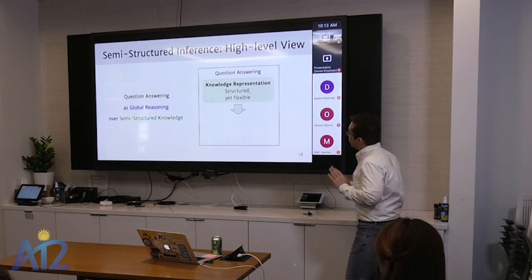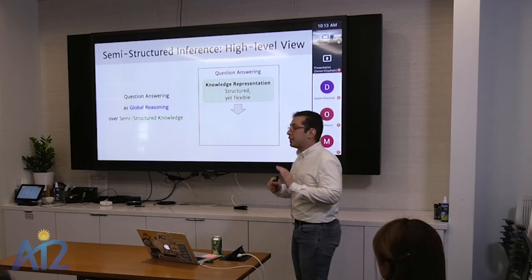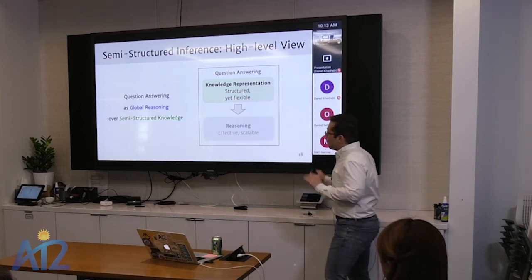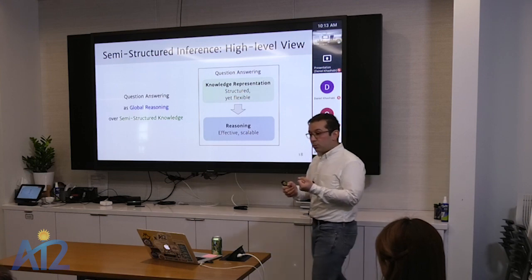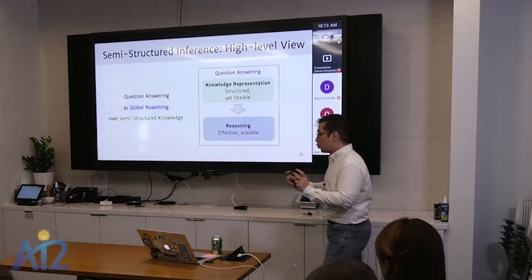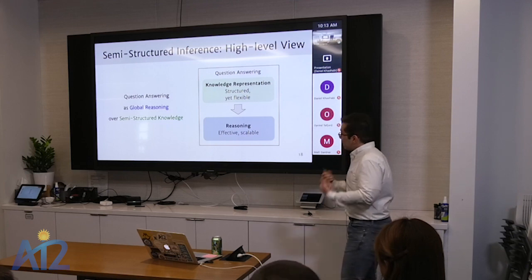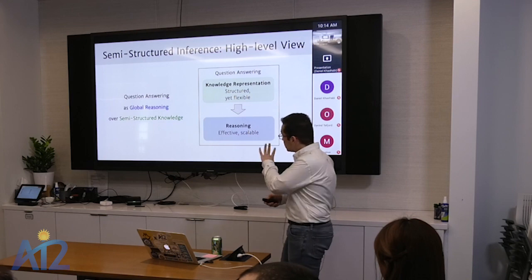major components. We are going to create a representation of knowledge. And on top of that, we are going to create a reasoning system. The representation has to have some form of structure, but it shouldn't be too rigid, too specific. And the reasoning has to be effective and general on top of that. Right? This is the big picture.